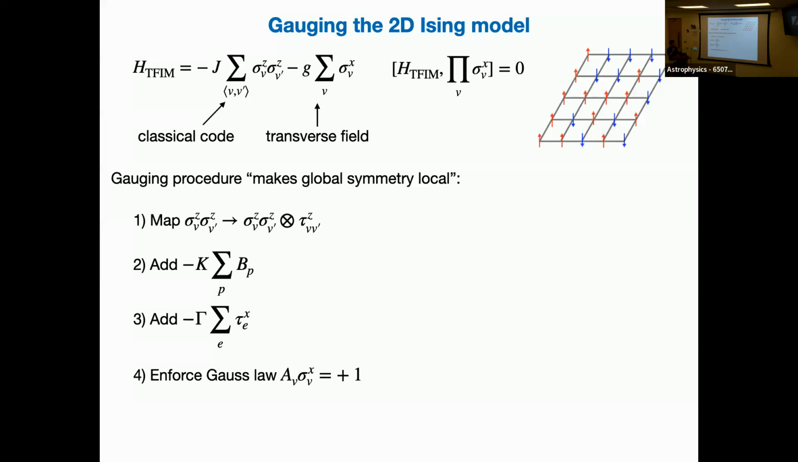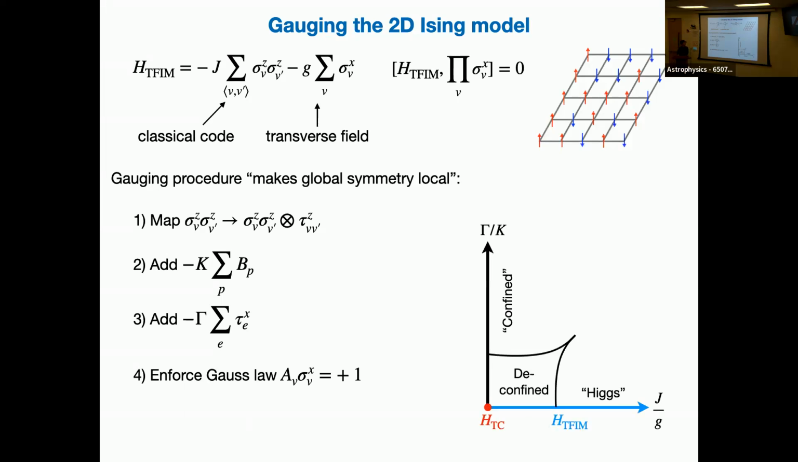And this is symmetric under flipping every single spin, which physically is a symmetry, but it comes from the logical operators of the code that I started with. And now there is a systematic procedure of starting with those symmetries and turning them into local constraints by adding these new degrees of freedom, these gauge fields, and coupling them to the original degrees of freedom in some particular way.